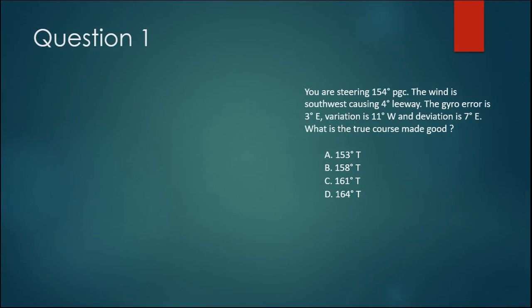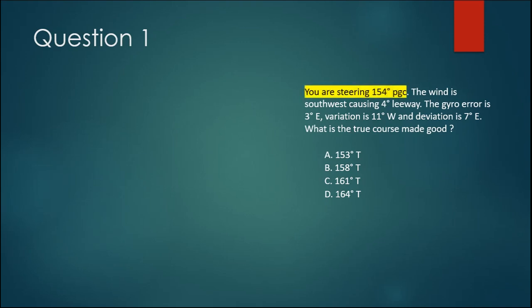Let's take a look at what some of the questions will look like on your Coast Guard exam concerning leeway and course made good. You're steering a course of 154 degrees per gyro compass. The wind is southwest, causing a 4-degree leeway. The gyro error is 3 degrees east. Variation is 11 west, and deviation is 7 degrees east. What is the true course made good?